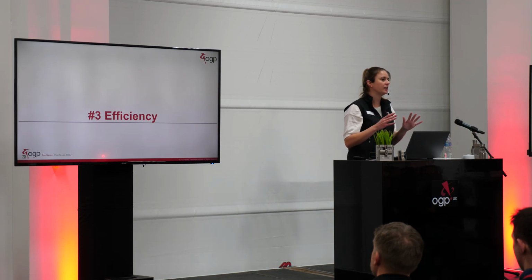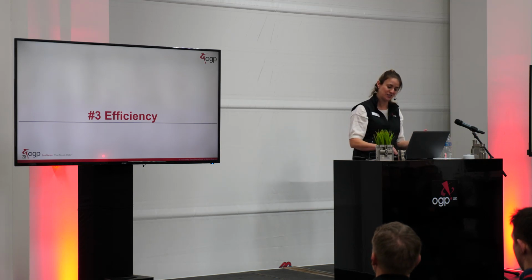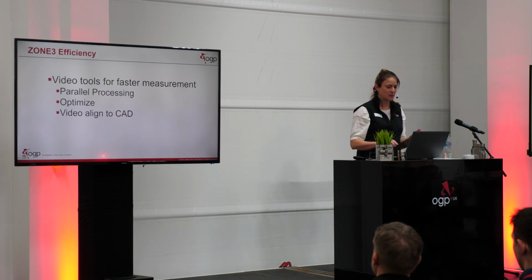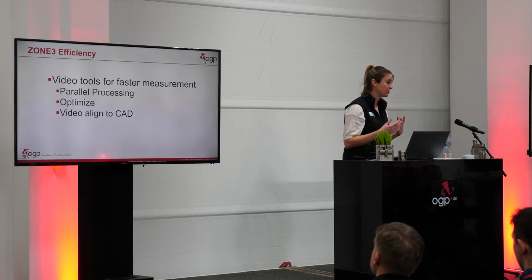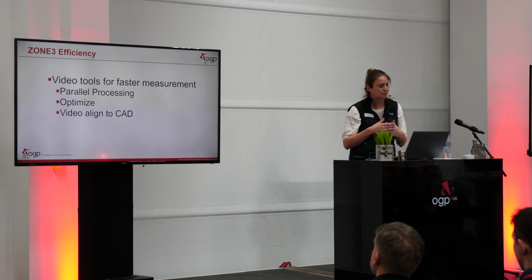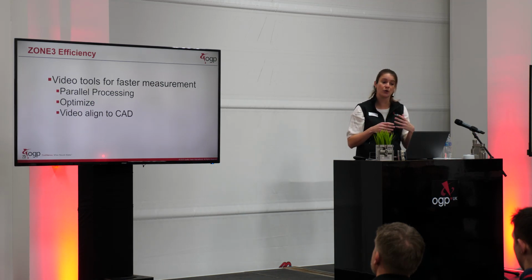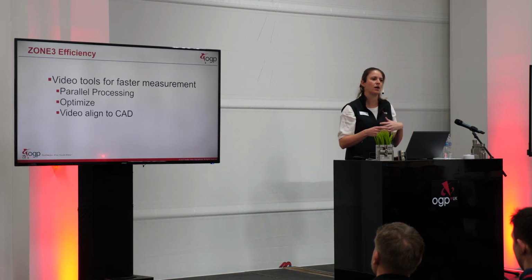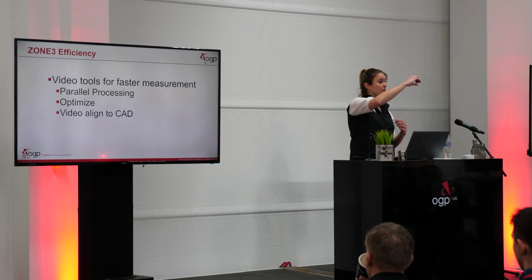And the third thing that ZONE3 is very good at is efficiency, saving time for the operators or the programmers or the engineers. So we're going to talk about some video tools that allow you to measure faster and get more parts out. The first is parallel processing, where the machine will take one snapshot and measure everything at once that's been programmed, as opposed to some of our legacy software or other competitors' software that takes a different camera frame for each feature.